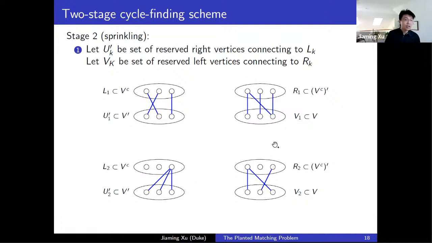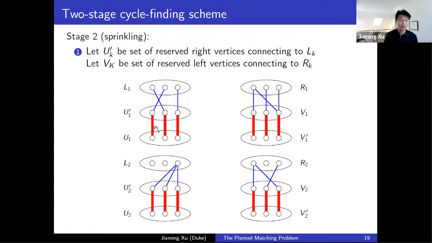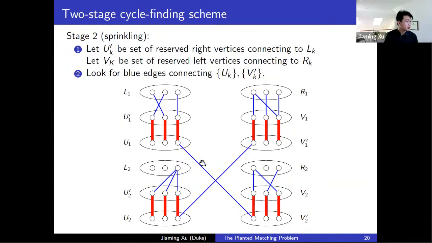Also note that, because in the end we want the cycle to be alternating, this UK and VK naturally induce the corresponding counterparts: UK will have UK prime and VK will have VK prime through these red edges. Now, in the second stage, we're going to look for the blue edges connecting this UK and VK prime. For example, if we can find a blue edge connecting U1 to V2 prime and a blue edge between V1 prime and U2, then I claim that combined with my previous stage, I find an alternating cycle. Let's see how it works.